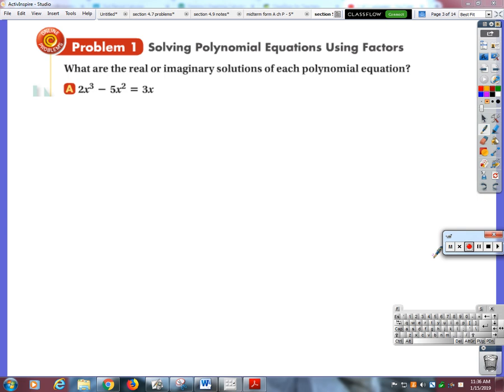All right, so here we go. Let's just practice all kinds of different types of factoring. The first one says 2x cubed minus 5x squared equals 3x. What is the very first thing you need to do every time before you do any factoring? Set it to 0. So I'm going to subtract the 3x from both sides and go 2x cubed minus 5x squared minus 3x equals 0.